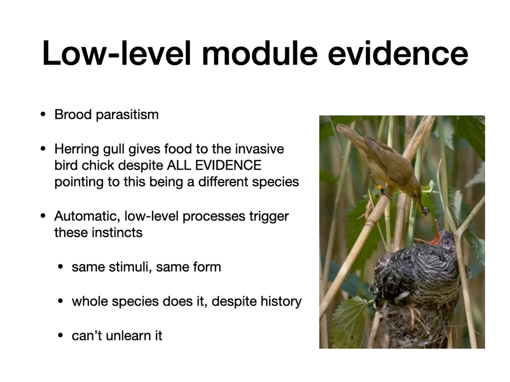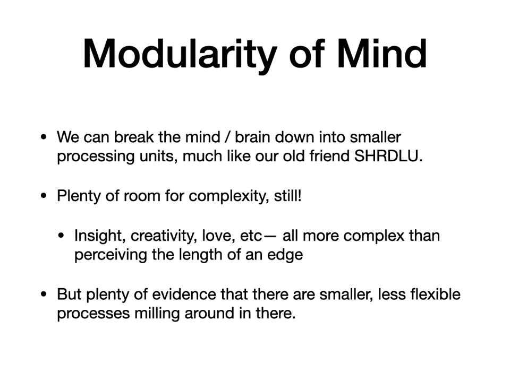And this other bird, despite having certain abilities to detect the world around it, has this rule: I see an open mouth on a small bird in front of me, in my nest. I can't shake it. I have to give it food. That's the idea, that these animals are quite simple and they can't unlearn some of these low-level module ideas. So that's the general idea of modularity of mind.